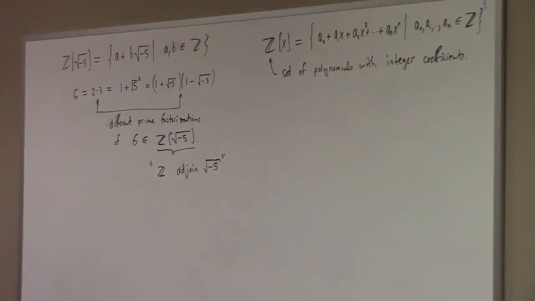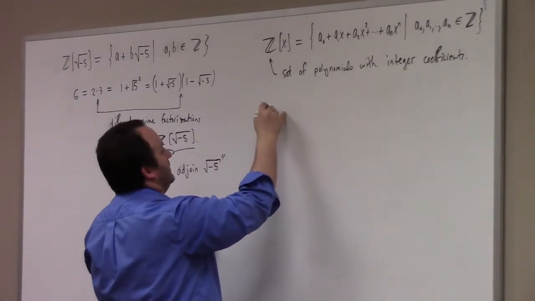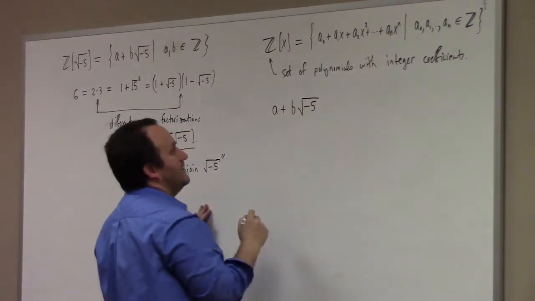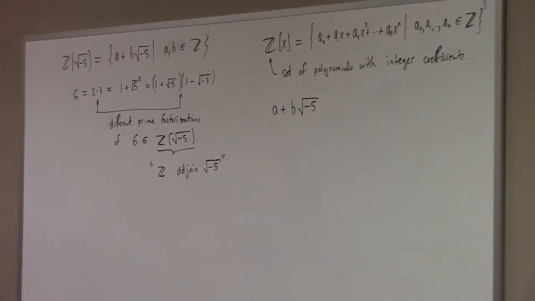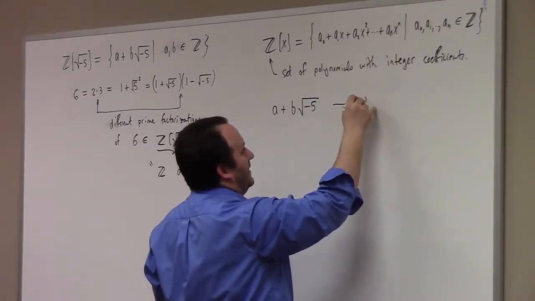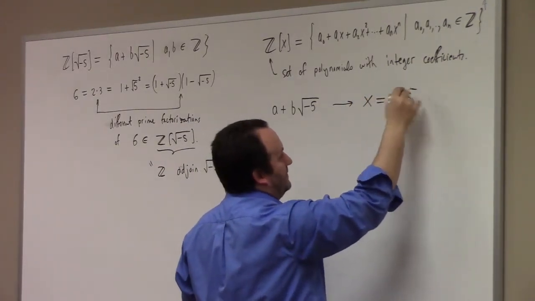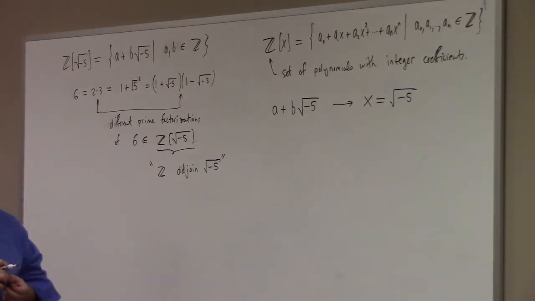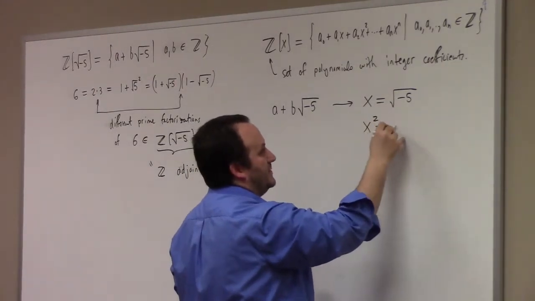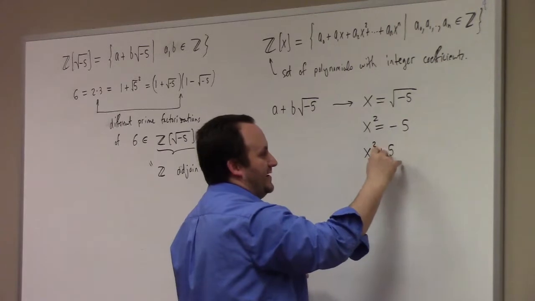Let me try to describe it like this. If we have things like a plus b times the square root of minus 5. That's not quite it. I want to think about x equal to the square root of minus 5. If I think about x equal to the square root of minus 5, then x squared is equal to minus 5, right? Or x squared plus 5 is equal to 0.